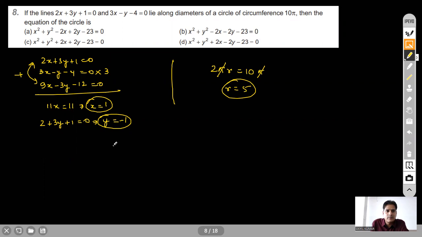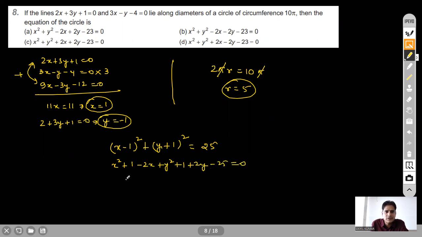So the equation of the circle will be x minus 1 whole square plus y plus 1 whole square is equal to r square. That will be 25. So this will become x square plus 1 minus 2x plus y square plus 1 plus 2y minus 25 is equal to 0. This becomes x square plus y square minus 2x plus 2y plus 1 plus 1 minus 25, which is minus 23, is equal to 0.